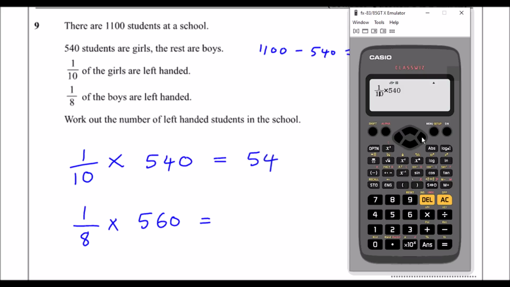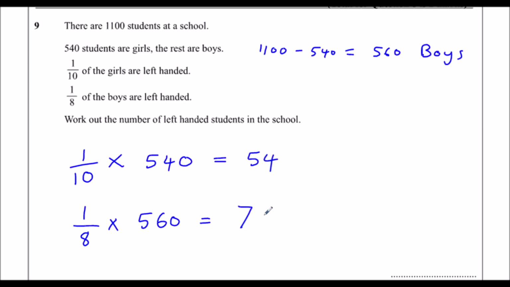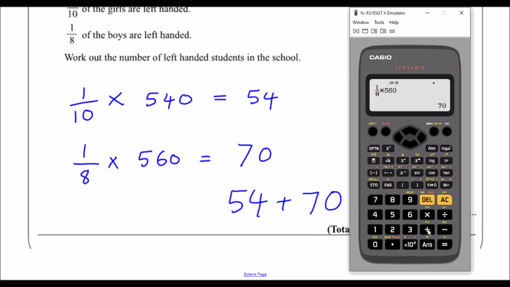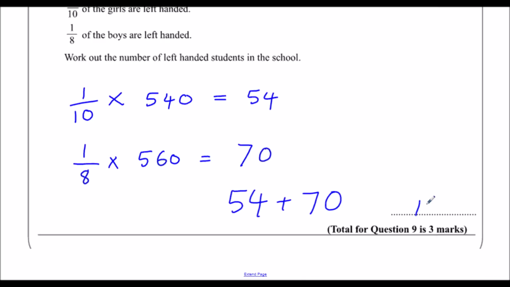And 1/8 of 560 is 70. So there are 54 left-handed girls, 70 left-handed boys. So in total, 54 plus 70 is 124.